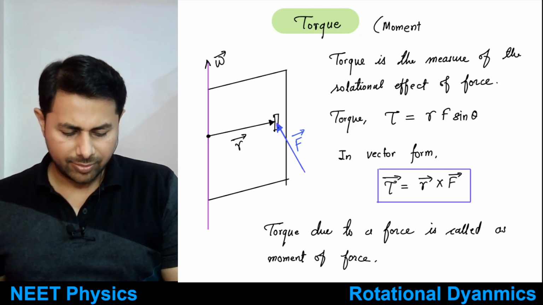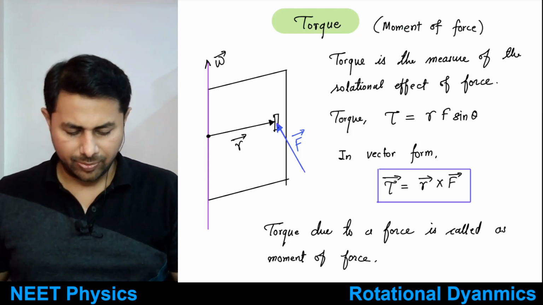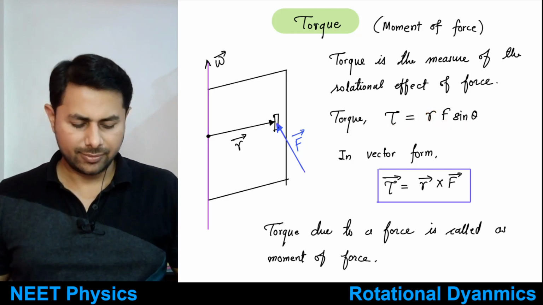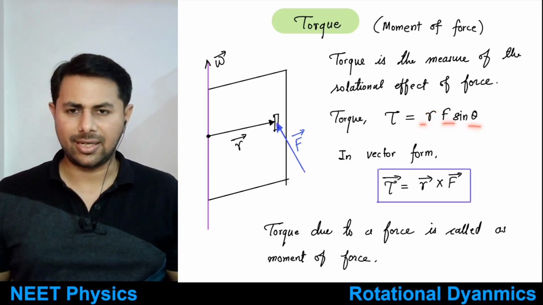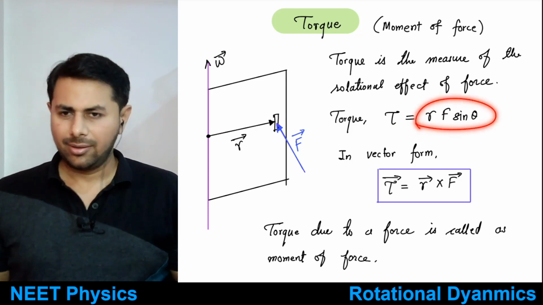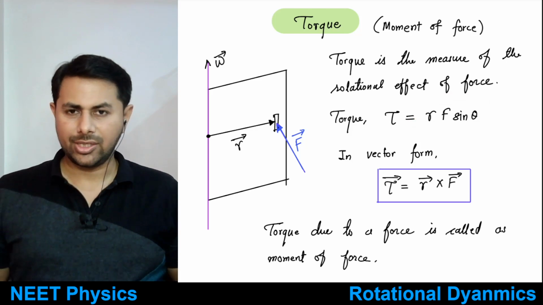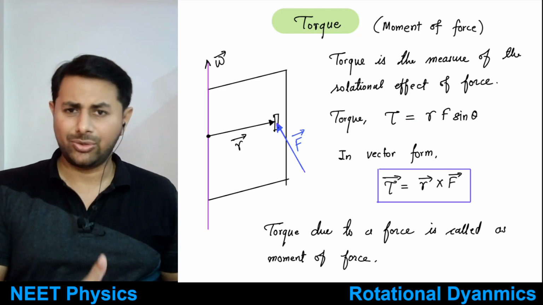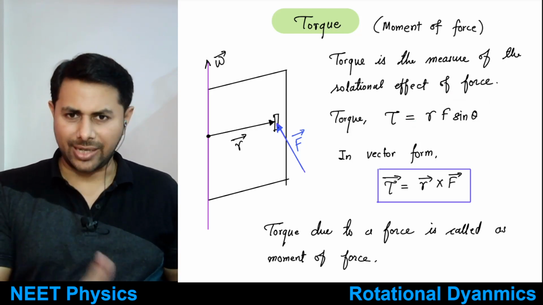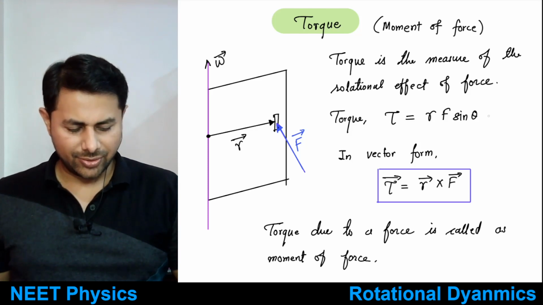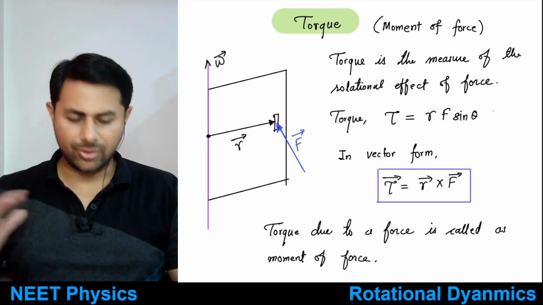It is also called moment of force, and this moment of force, torque, is equal to r times F times sine theta. Now this thing is clear. If the angle is 0 or 180 degrees, then the rotational effect is 0, as I have shown you. So if the angle is 0, the rotational effect is 0.